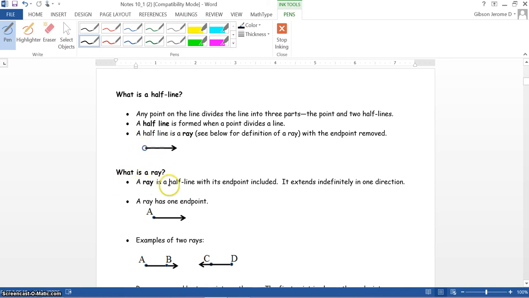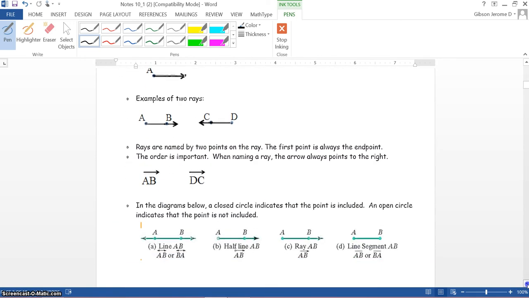It says, what is a ray? A ray is a half line with its endpoint included. It extends indefinitely in one direction. A ray has one endpoint. You see, this is a closed circle. And we have our arrowhead here. Examples of 2 rays. We have point A and B on the ray, and point C and D on the ray, or point D and C on the ray.